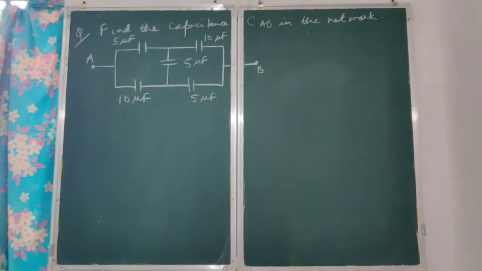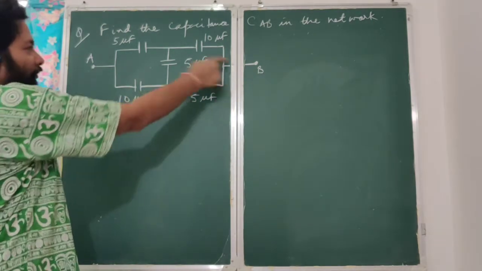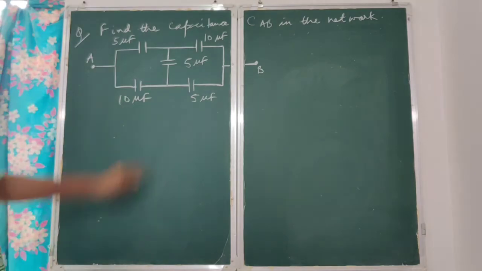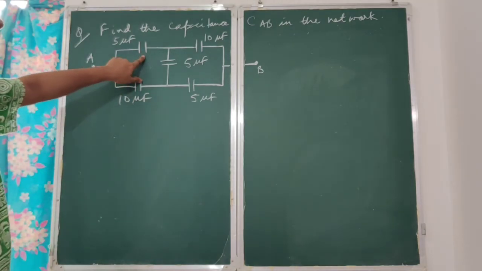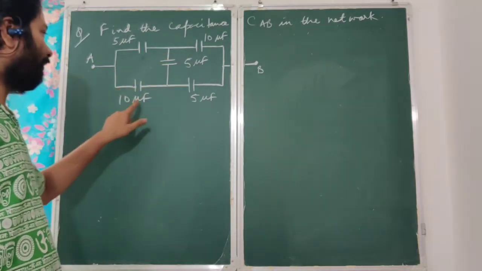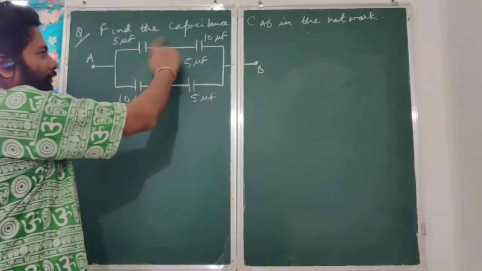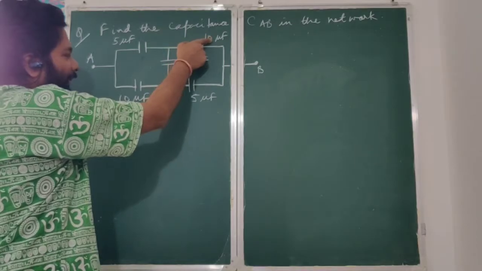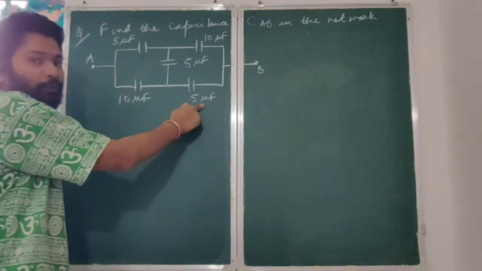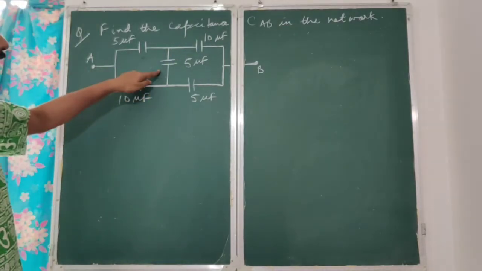Okay, now let's see this important model of question. We have to find the capacitance across these two points A and B in this network. You can see we have 5 microfarad, 10 microfarad, 10 microfarad, 5 and 5. If you take the ratio, it is 5 by 10, half, and 10 by 5, 2. So the ratio is not the same.